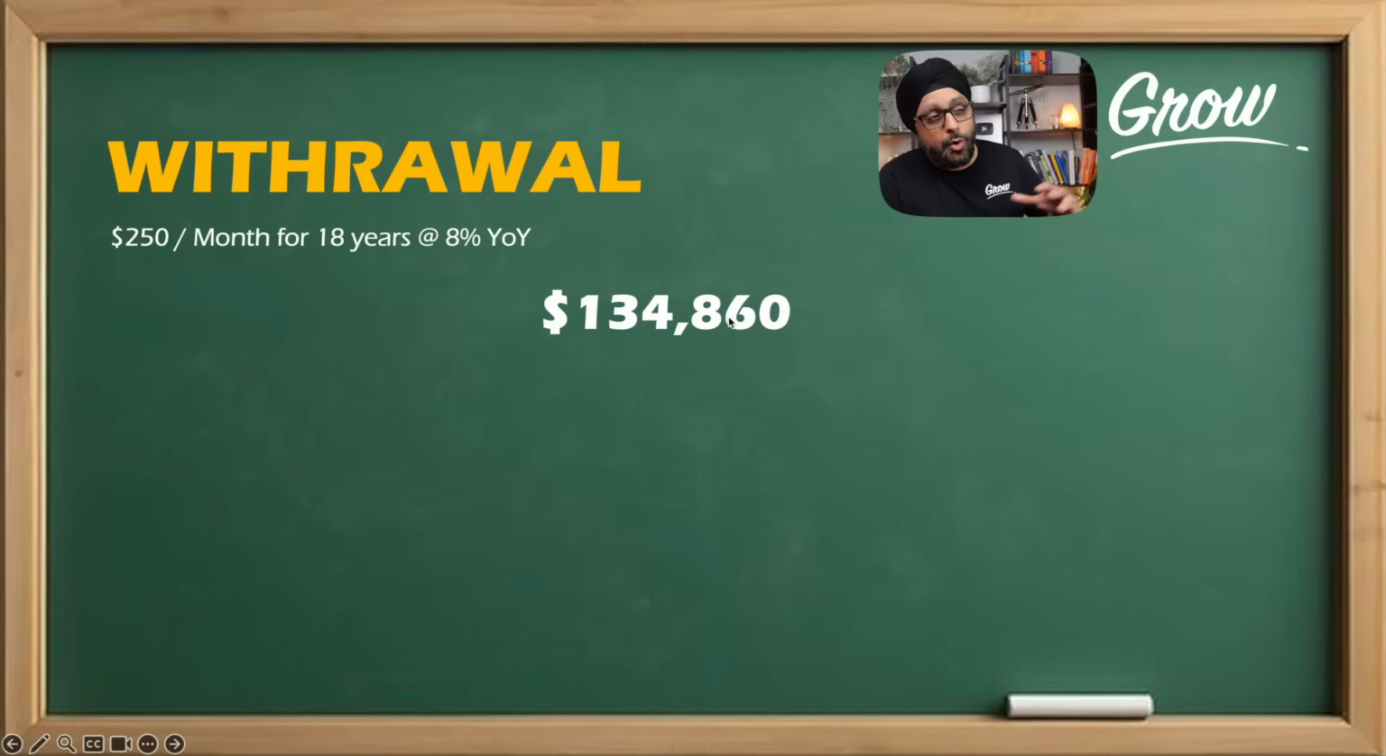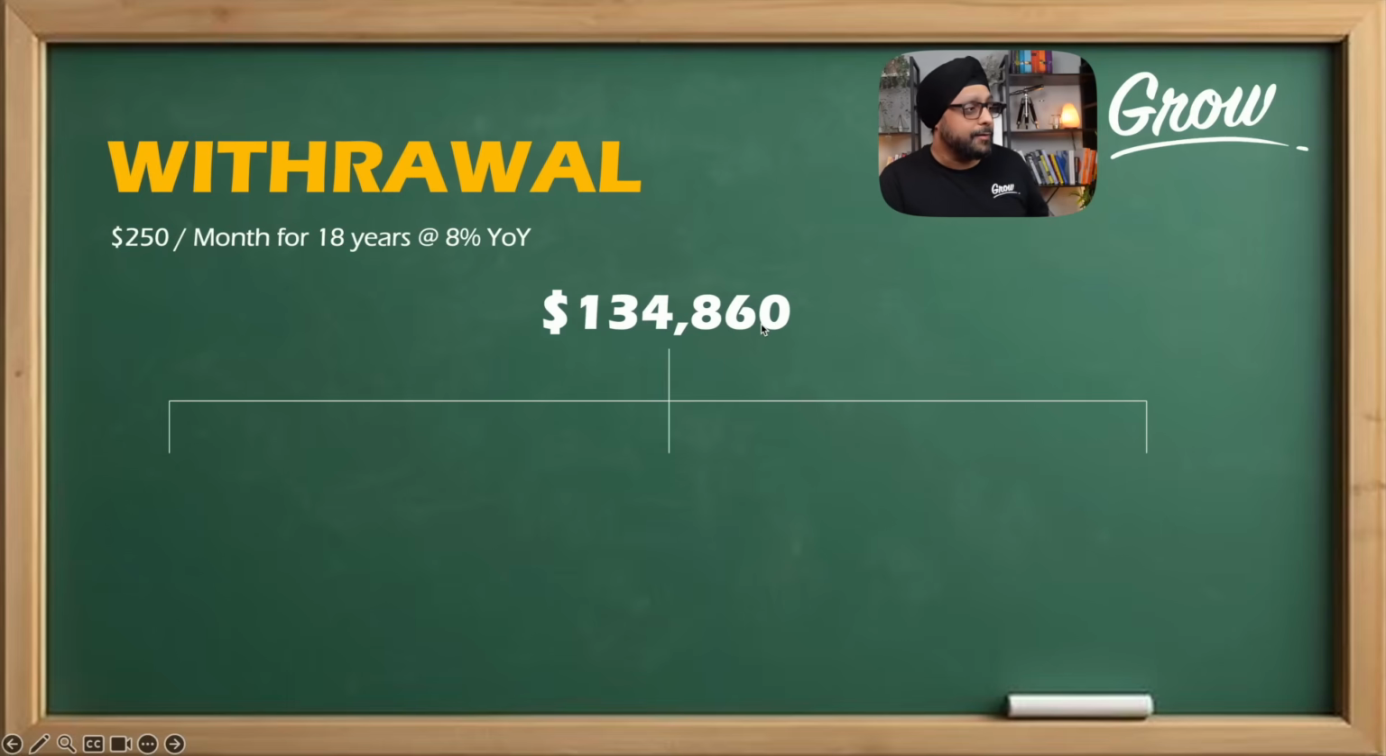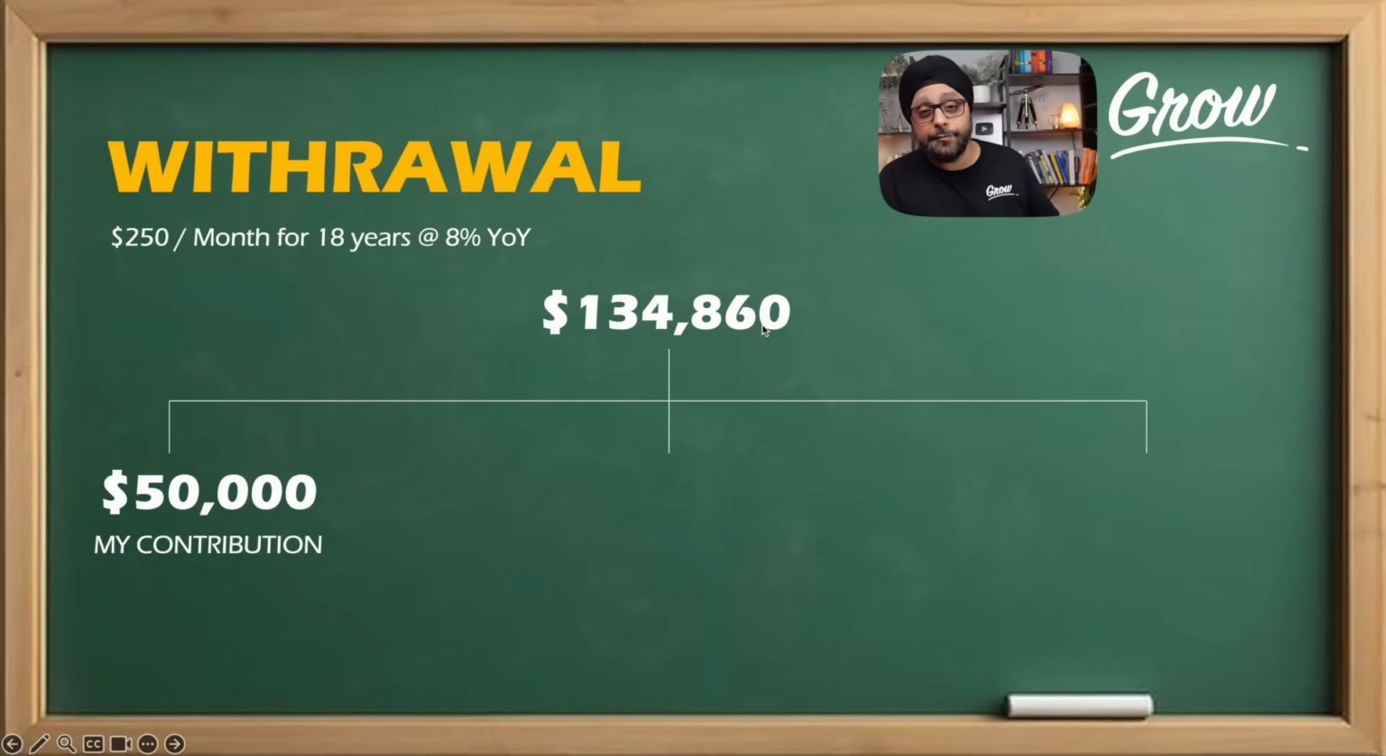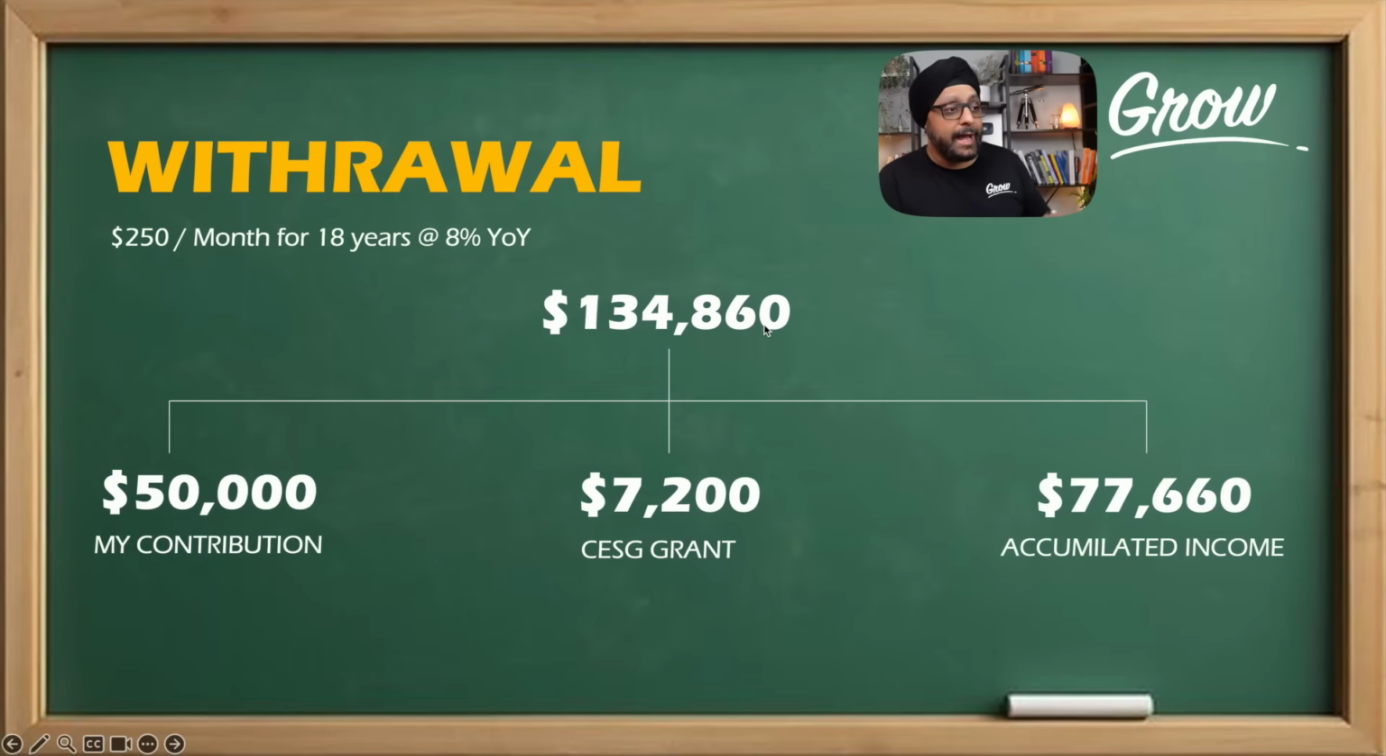$134,860, but withdrawal is not as straightforward because this particular amount is broken down into 3 parts. The first part is your contribution of $50,000. That was our contribution that we made every single month. Then there is a CESG grant, which is $7,200. So that is something that the government has given. And the third one is the accumulated income. It's called AIP, Accumulated Income Plan. And that's $77,660. This is all the growth, all the compounding.